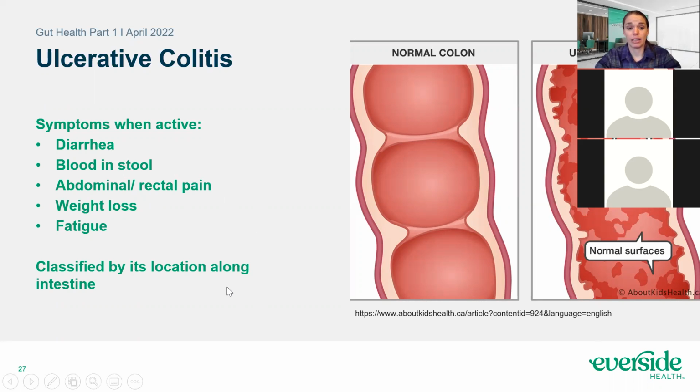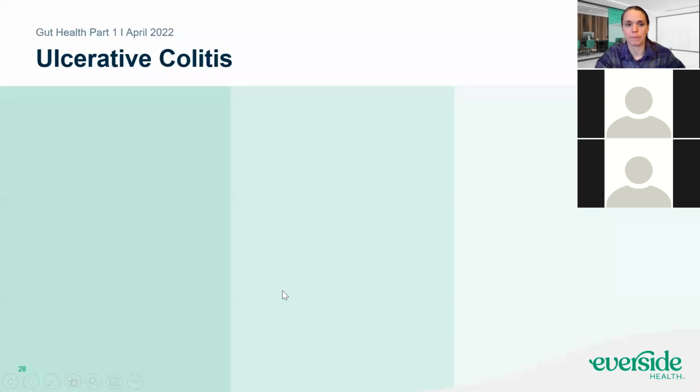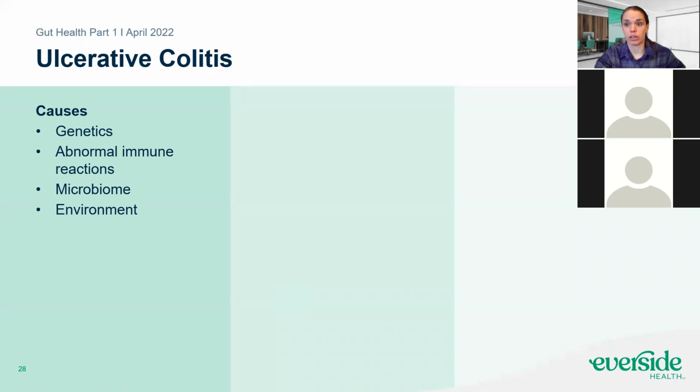And again, it's going to be classified by where it is. So if you remember, the colon kind of has the up, across, and down. So you have the ascending, transverse, and then descending colon. So they're going to classify it based off of where it is in the colon. But generally it starts from the end, from the rectum.